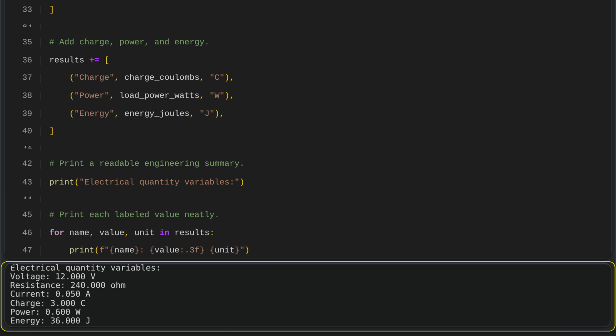The script uses a 12-volt source and a 240-ohm load to calculate basic electrical quantities. It applies Ohm's law to find the current, then determines the charge transferred in 60 seconds, the power consumed, and the total energy used. Finally, it prints these values with their units, rounded to 3 decimal places, giving a quick summary of the circuit's behavior.